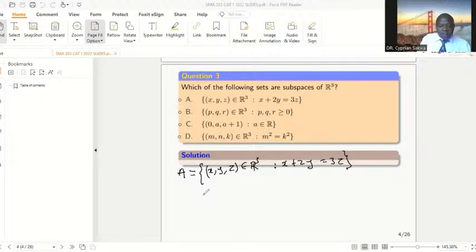Supposing X is 0, and Y is 0, then we'd have 0 plus 2 times 0, which is in fact the same as 3 times 0. So 0 plus 2 times 0 is equal to 3 times 0. That implies that 0, 0, 0 is in A. I said let that set be called S. So this set has 0, 0, 0, which means the first condition is met. It means that A has the 0 vector.